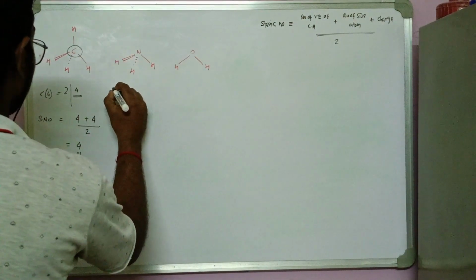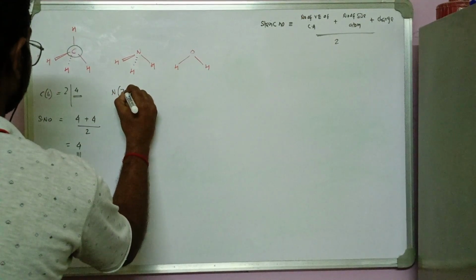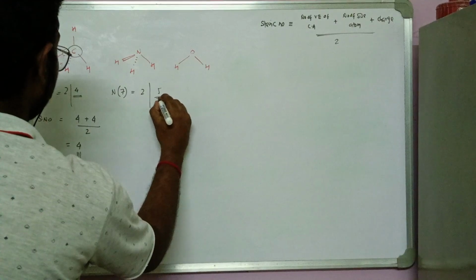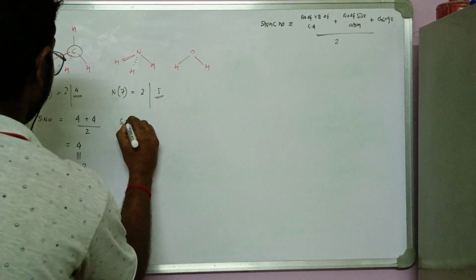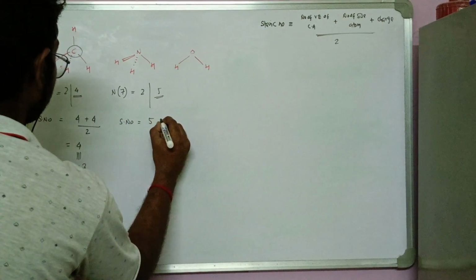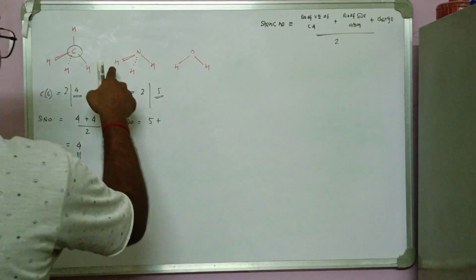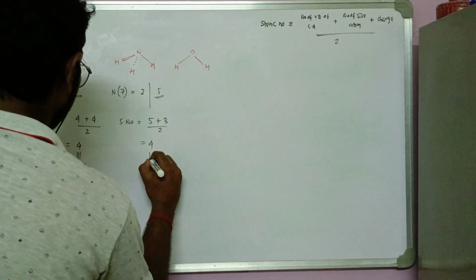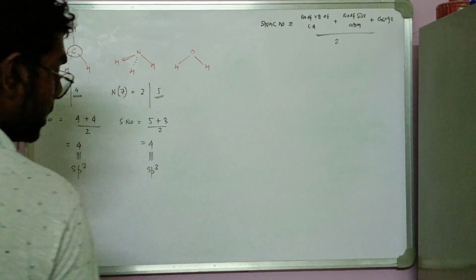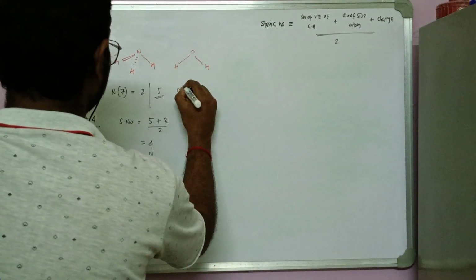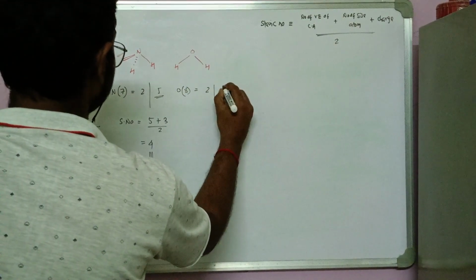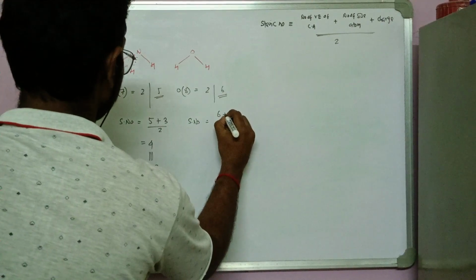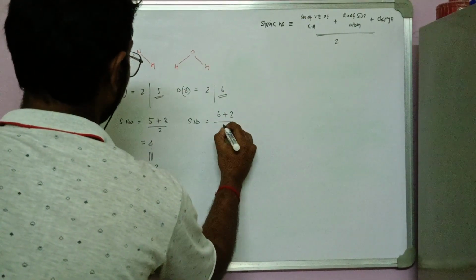For ammonia, the atomic number of nitrogen is 7, so 2, 5, and 5 is the valence electron count. So for the steric number calculation, we add the valence electrons of the central atom plus the number of side atoms, 3, divided by 2. So this is also 4, and this is sp3 hybridized. And for oxygen, the valence electrons are 2, 6, so 6 is the valence electron count. So the steric number will be 6 plus the number of side atoms, 2, all monovalent, divided by 2.